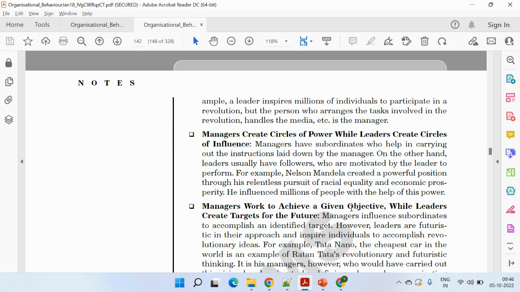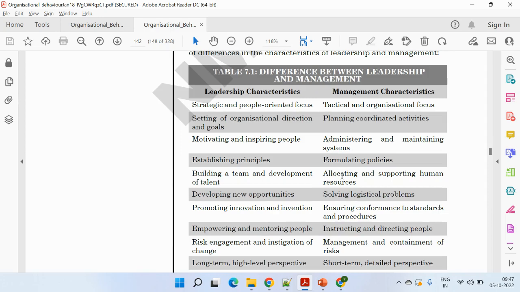Managers work to achieve a certain given objective while leaders create the target. The manager in this case, Ajay, was more or less work oriented. He simply thought of the goal which needed to be achieved, irrespective of any personal harm or personal issues. He was not bothered about that. But leaders think more towards the target for the future. So this is the difference. Additionally, you can specify these differences with respect to the case study.